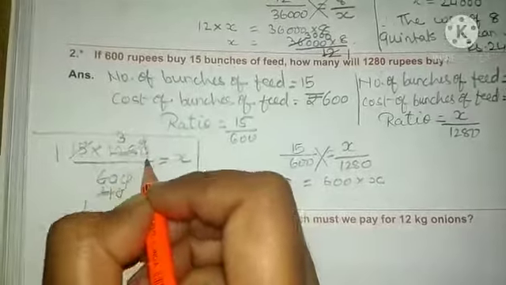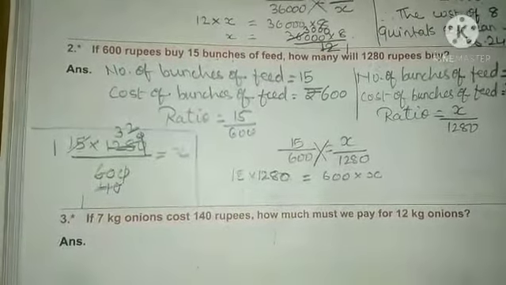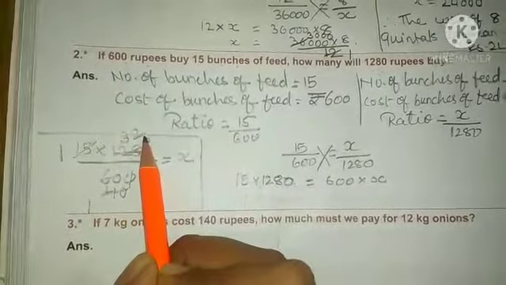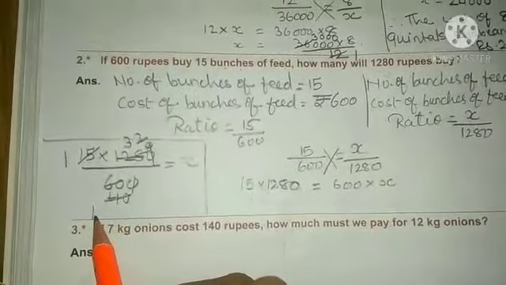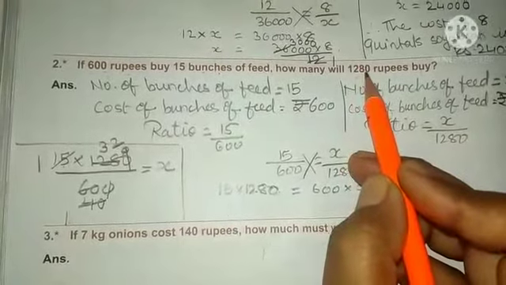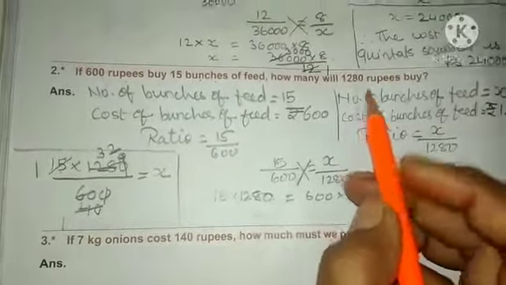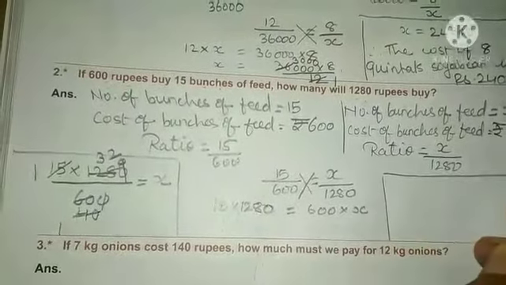Now 40 twos are, you will get that is 80. Understood? So here you will get 32. So 1 multiplied by 32, you will get 32, and 32 divided by 1, you will get that is 32. Means for 1280 rupees, how many bunches of feed we can buy? We can buy that is 32 bunches of feed.